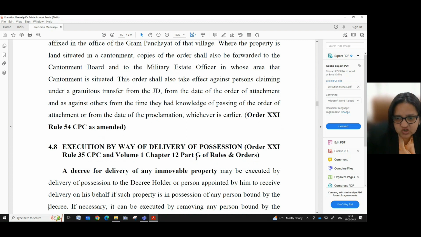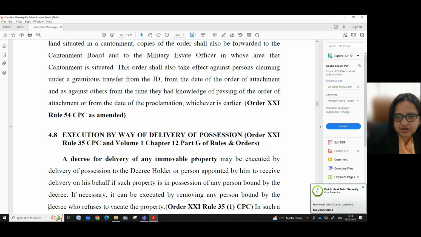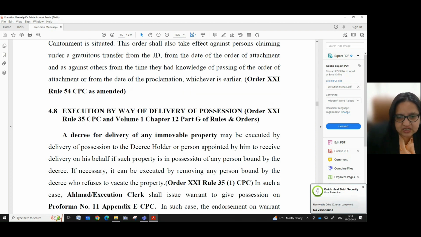Execution by way of delivery of possession, Order 21, Rule 35, CPC and Volume 1, Chapter 12, Part G of Rules and Orders. A decree for delivery of any immovable property may be executed by delivery of possession to the decree holder or person appointed by him to receive delivery on his behalf. If such property is in possession of any person bound by the decree, if necessary, it can be executed by removing any person bound by the decree who refuses to vacate the property. Order 21, Rule 35, Sub-rule 1, CPC.